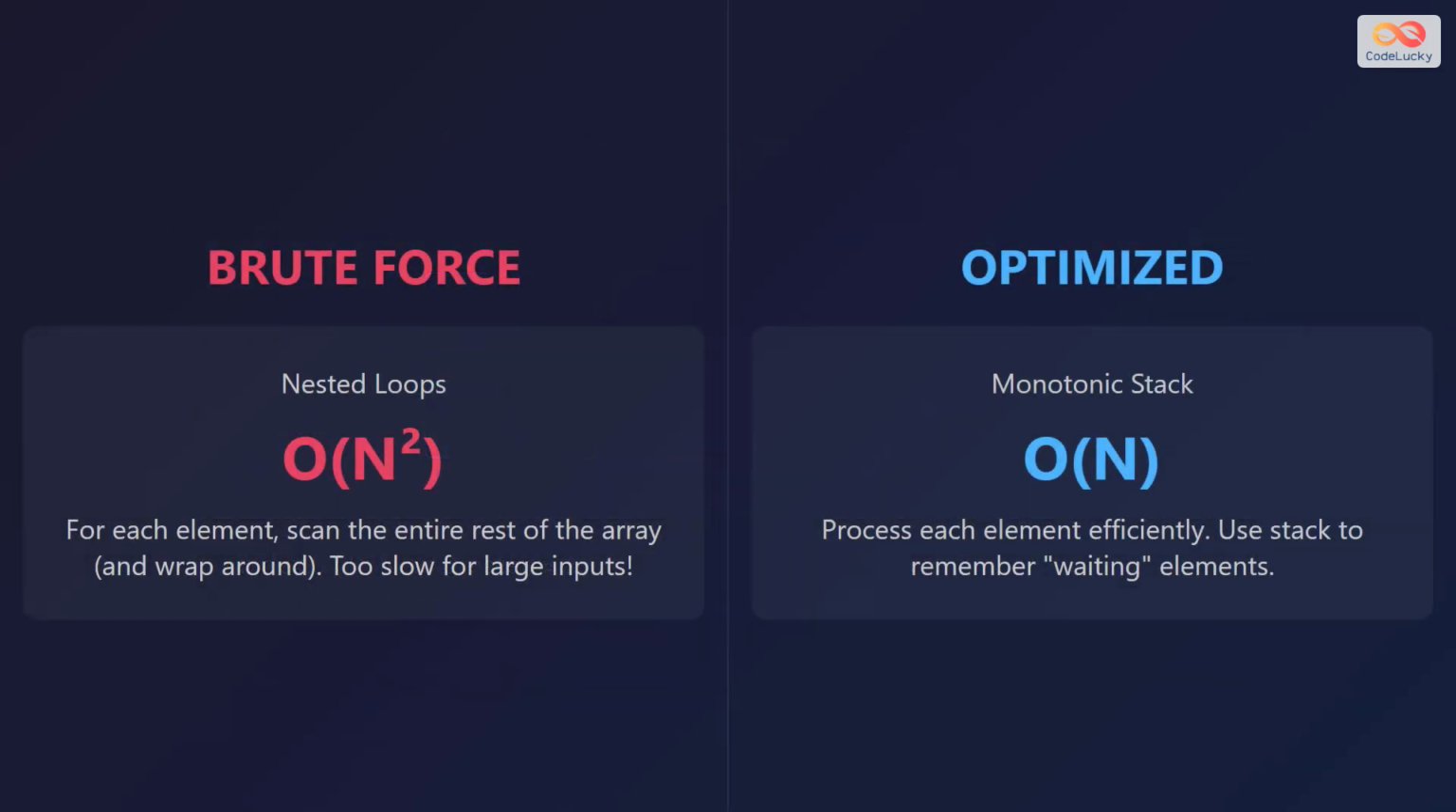A naive brute force solution would use nested loops, checking every other element for each index. This results in O of n squared time complexity, which is inefficient. The optimized approach uses a monotonic stack, allowing us to solve the problem in linear time, or O of n.